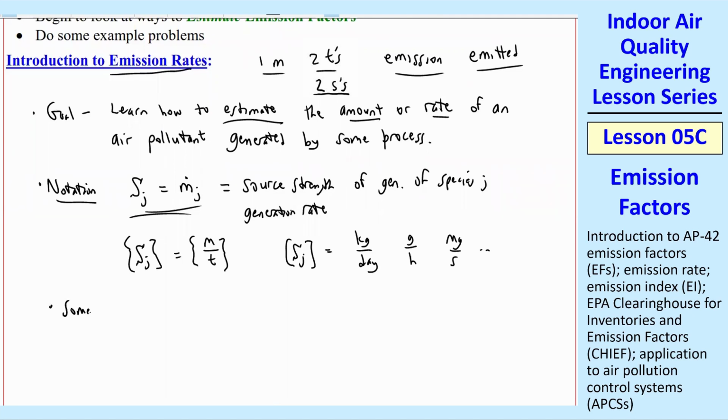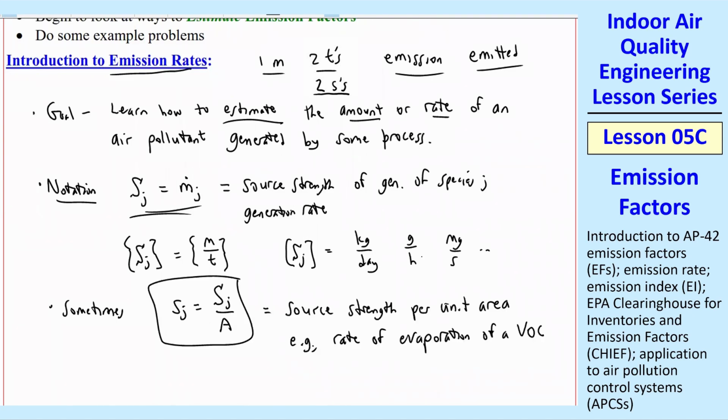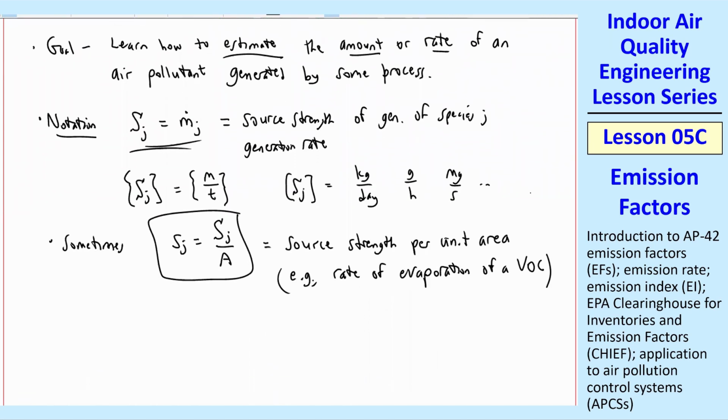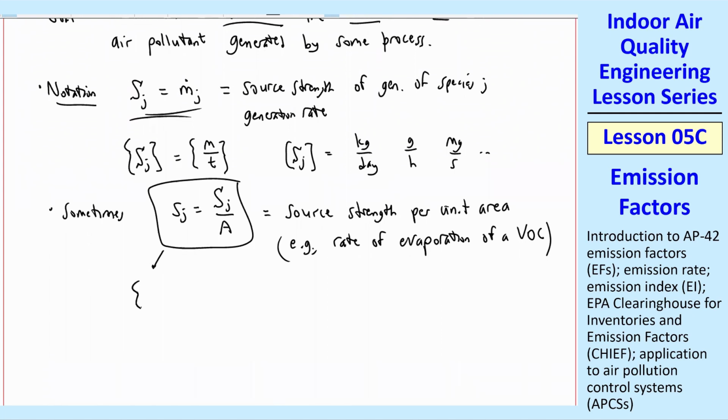Now, sometimes we divide by area, so we use a little s_j equal to capital S_j over A. This would be called the source strength per unit area. An example would be the rate of evaporation of a VOC. In that case, we really don't care how much VOC there is. What you care about is the surface area through which it's evaporating. So that would give you that rate. Again, in keeping with my usual dimensions and units, which I like to do, little s_j would have the dimensions of mass per length squared and time. And the typical units might be a milligram per meter squared second, gram per meter squared hour, etc.